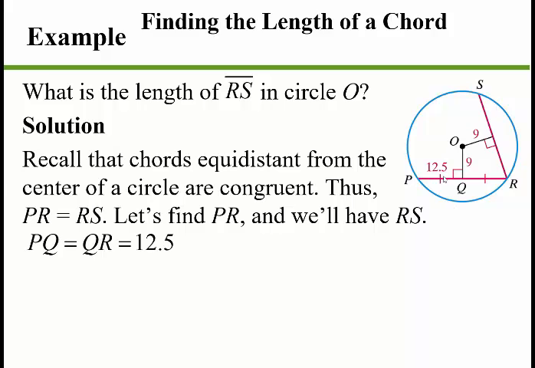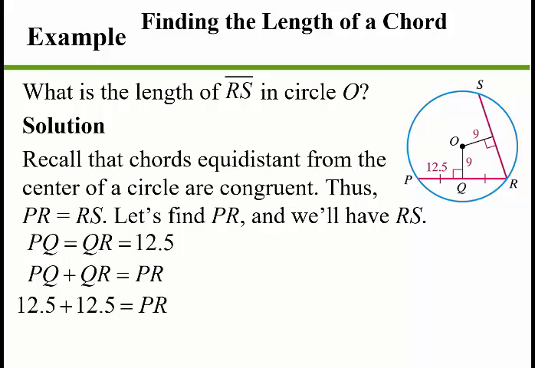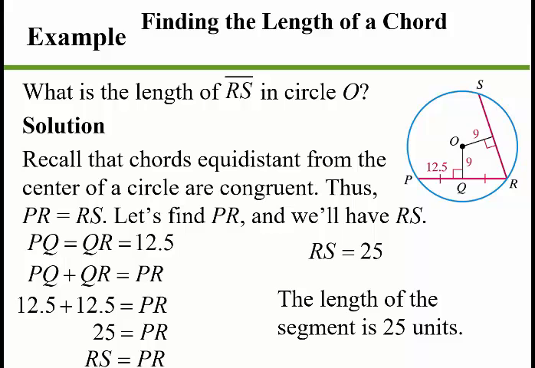I see that PQ is equal to QR because they're congruent. They're equal to 12.5. So 12.5 plus 12.5 is equal to PR, and PR is equal to 25. And we know that RS is equal to PR. So RS is equal to 25. That wasn't too bad, right? So the length of that segment is 25 units.